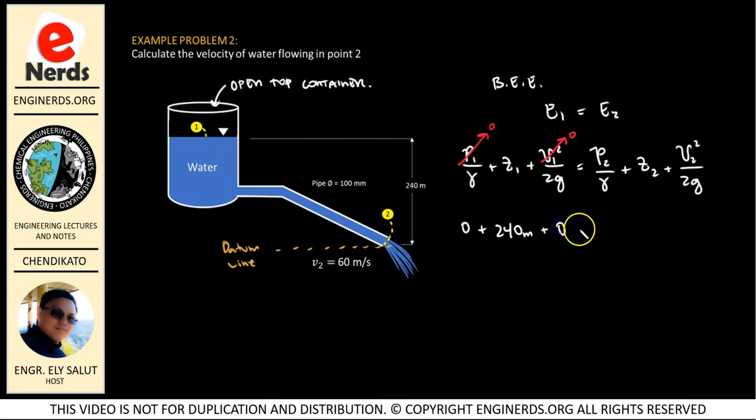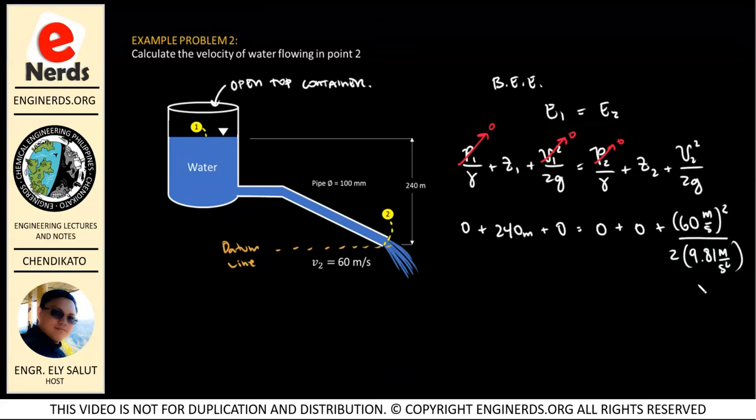So, this 0 is equal to, what is the pressure at point 2? Okay? So, our point 2 is exposed to the atmosphere. So, therefore, our pressure at point 2 is equal to 0. Okay, so we have here 0 plus our Z2. Our point 2 is located on the datum line. So therefore, our Z2 is also equal to 0. Plus, we have our velocity given here. We have 60 meters per second squared over 2 times our acceleration due to gravity.